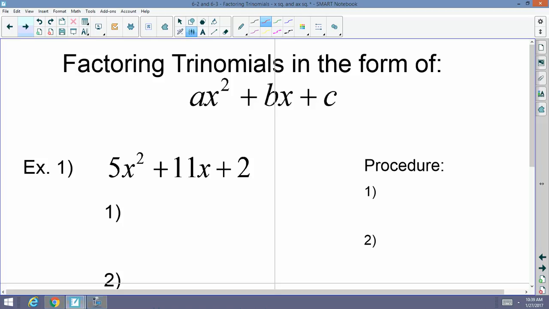When I first started teaching, I was petrified of teaching this, okay? Because the way you technically have to do this, you have to list all the factors of A, you have to list all the factors of C. Then you got to put them in binomials. Then you have to test each one that you set up, and then you find the two binomials that work. That is horrifying. It is time consuming, it is long, and that's how I used to teach it.